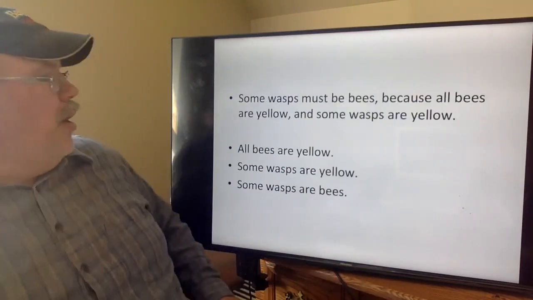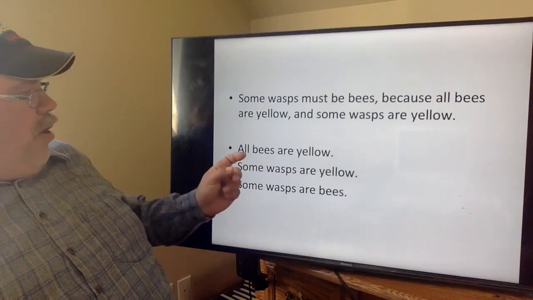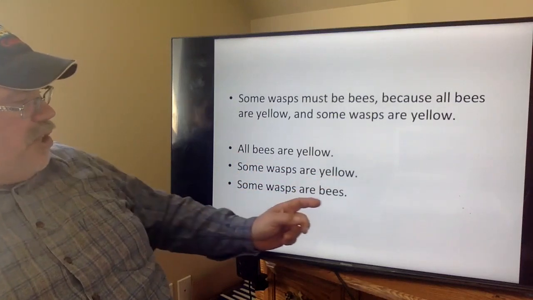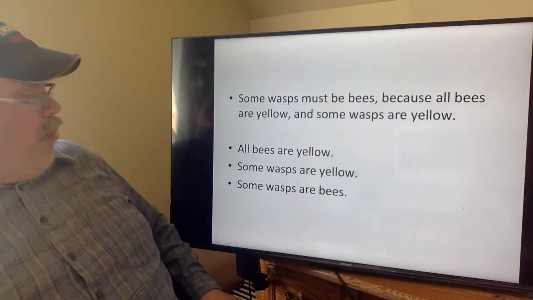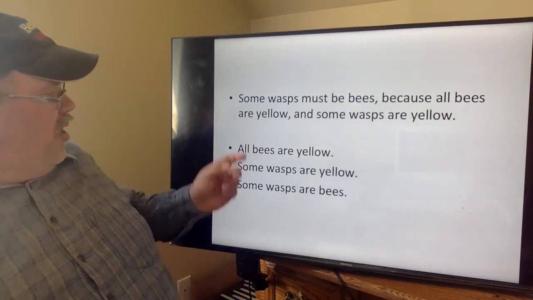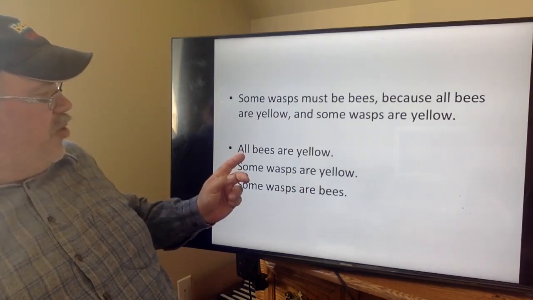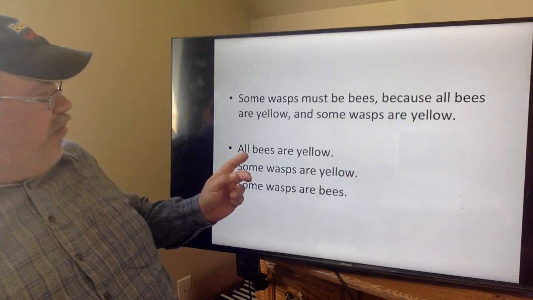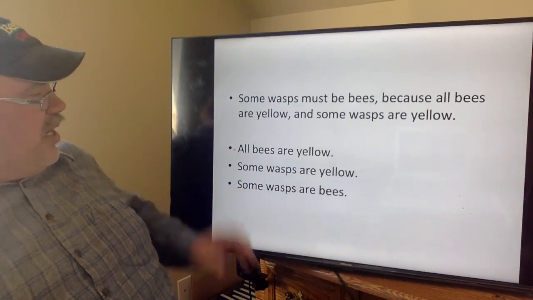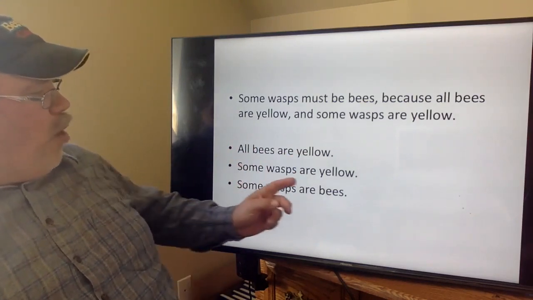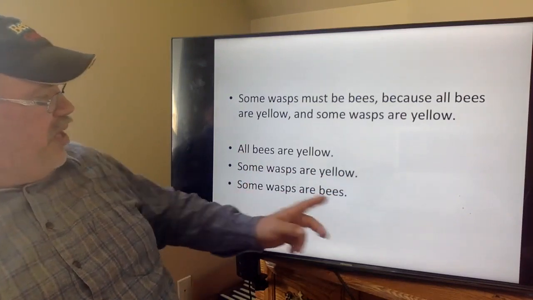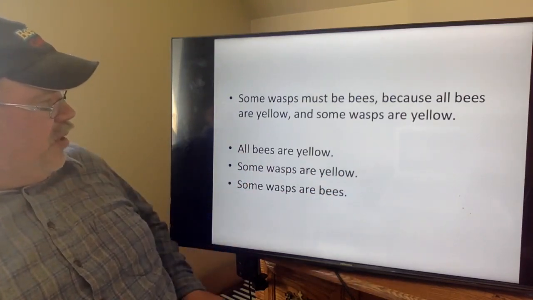Okay, so now we've got it in form. All bees are yellow, some wasps are yellow, therefore some wasps are bees. We might want to then say, what's the form of these statements? The first one is universal and affirmative, right? So it's not negative. So we have all bees are yellow. That seems like an A form statement. Some wasps are yellow is an I form statement. And then some wasps are bees is an I form statement.